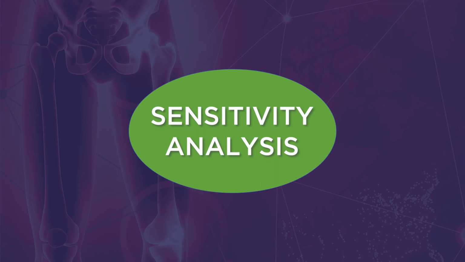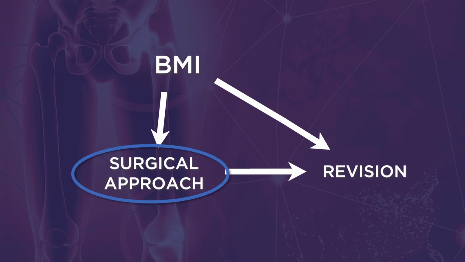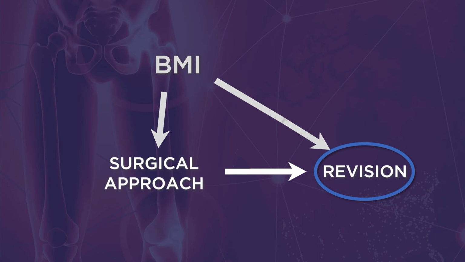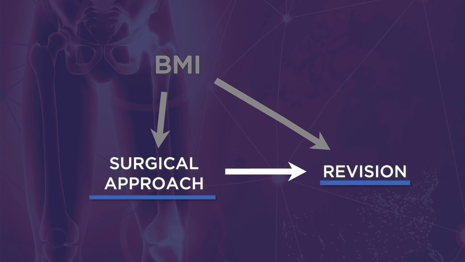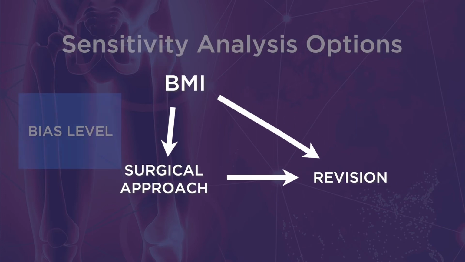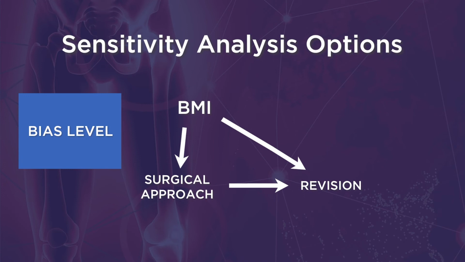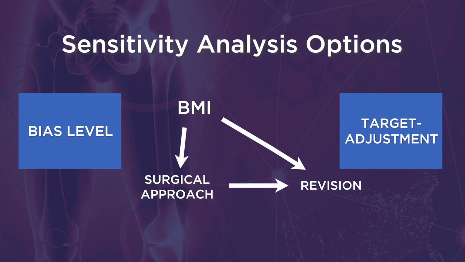Sensitivity analysis should be used more often to account for misclassification bias. It can be used to evaluate the impact of unmeasured confounders on the estimated association between exposure and outcome. We know, for instance, that BMI is an important confounder of the association between surgical approach, the exposure, and revision, the outcome. If BMI measurement is not available, sensitivity analysis can be used to determine its potential impact. To analyze how sensitive the association between surgical approach and revision is to unmeasured BMI confounding, the characteristics of the BMI can be varied over a range of predetermined realistic values. This is called bias level sensitivity analysis. Another approach is the target adjustment sensitivity analysis. Here, for instance, we would seek to determine the value of BMI that is needed for the association between surgical approach and revision to change to a predefined point.